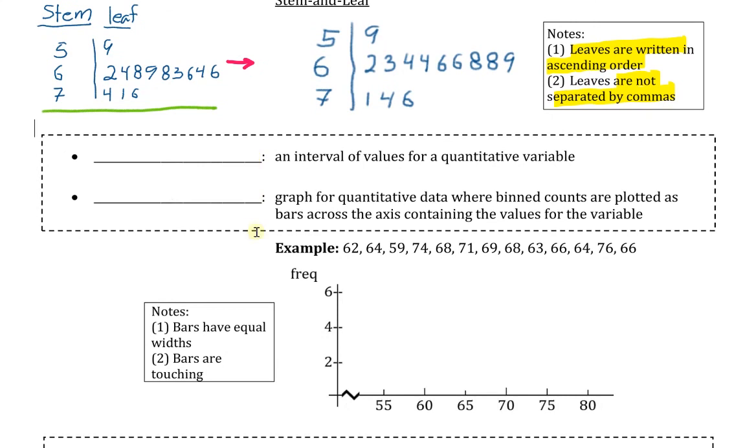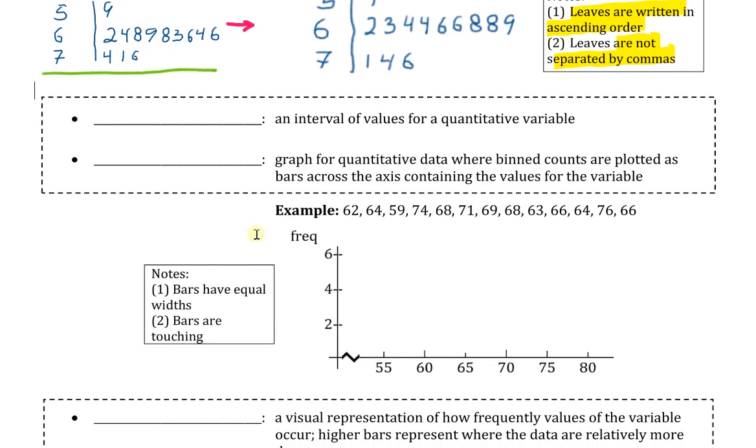The next idea we would like to discuss are bins and histograms. Bins are an interval of values for a quantitative variable. From these bins, we will create a histogram. And a histogram is a graph for quantitative data where bin counts are plotted as bars across an axis containing the values of the variable.